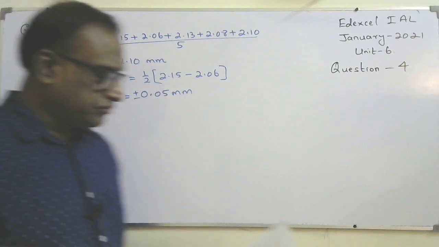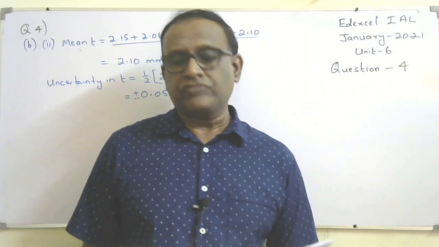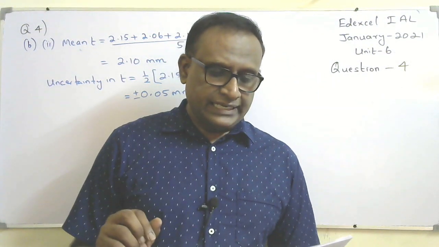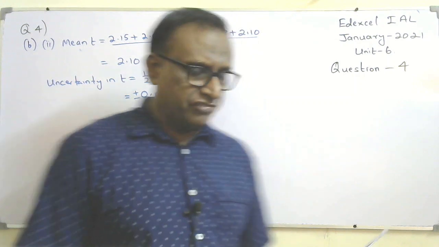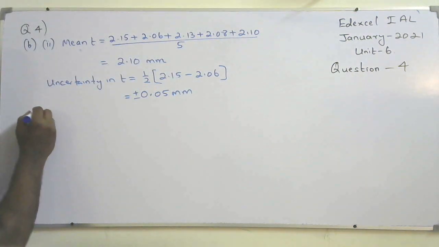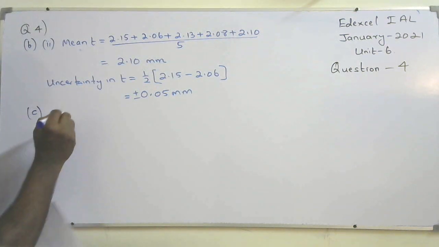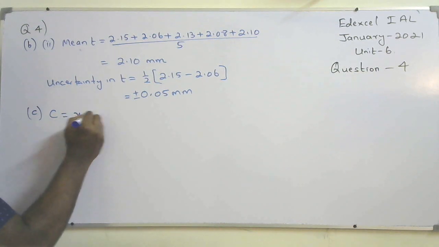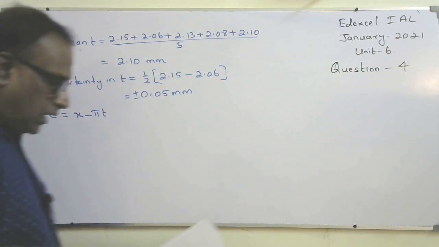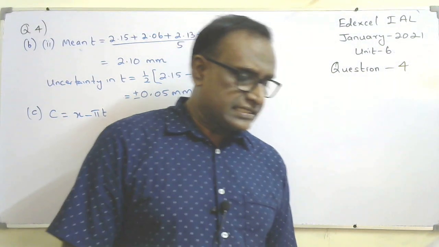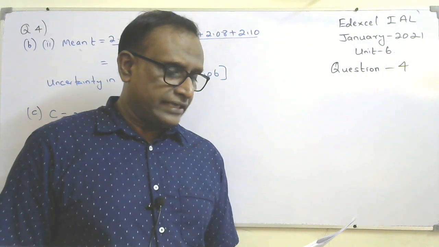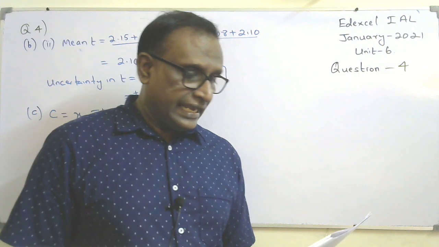Okay, C part, first part. C part is given the circumference. C of the container can be determined using the formula C is equal to x minus pi t, where x is the length of the string around the container. Calculate a value for C in centimeter.